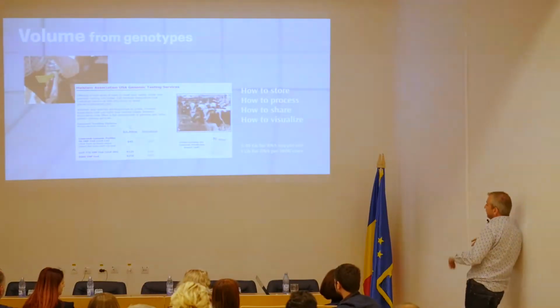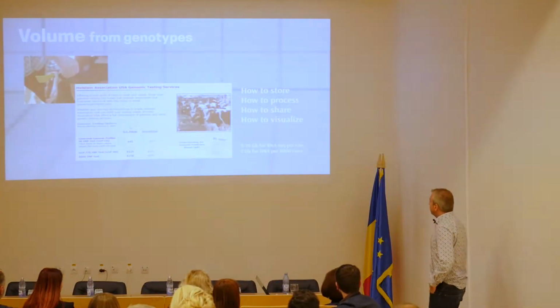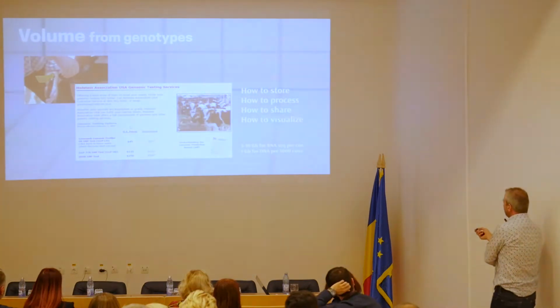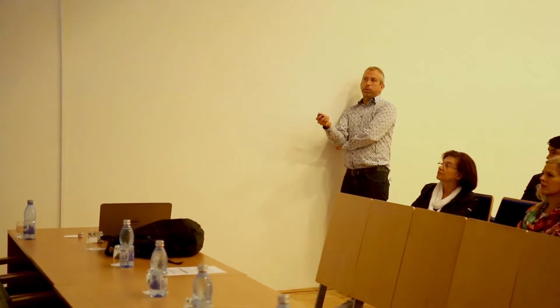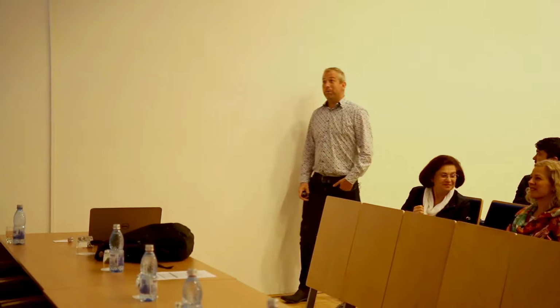But this is coming quick. In the United States, I think you pay about $10 right now for a specific SNP test, and it's going quick. I think a lot of animals will be genotyped. How do you store it? How do you process this data? How do you share it? I hate it when people start sharing sticks. It's: which version do you have? I don't know, I forgot about it.